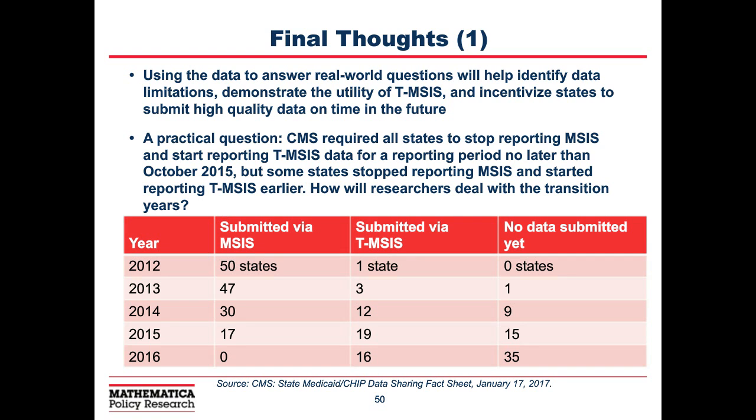There is a practical question in my mind because we have, like any transition of old data system to new data system, there may be a few years where there's overlap of data. Things might not be quite consistent, so researchers definitely need to be very careful there. The table, which is available on CMS website, just gives you a sense of how the overlap looks like.